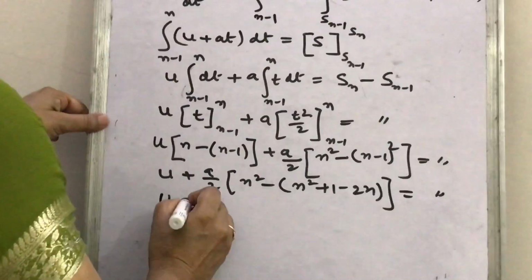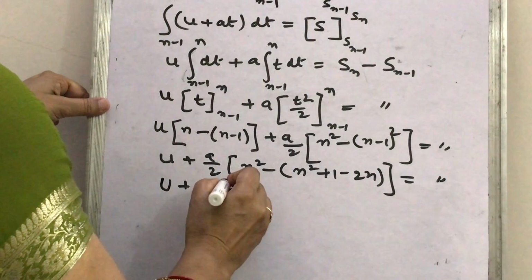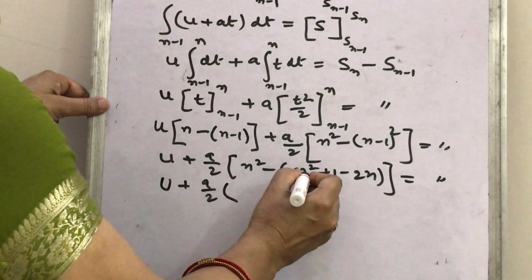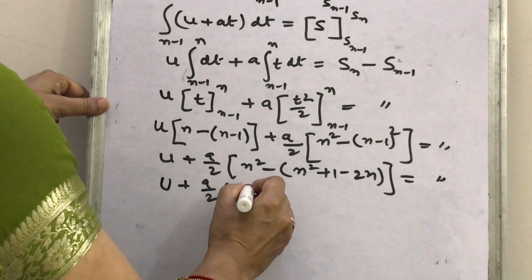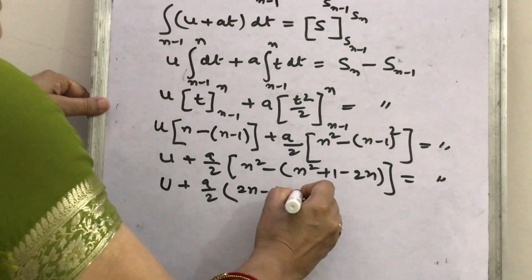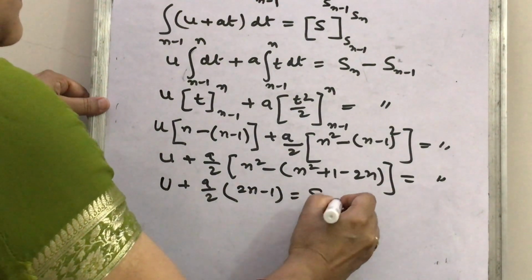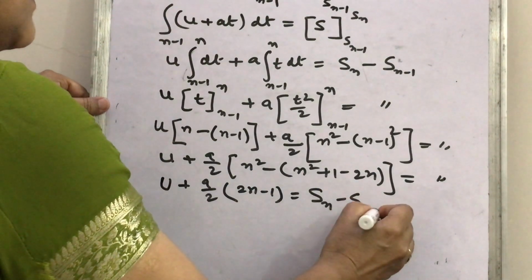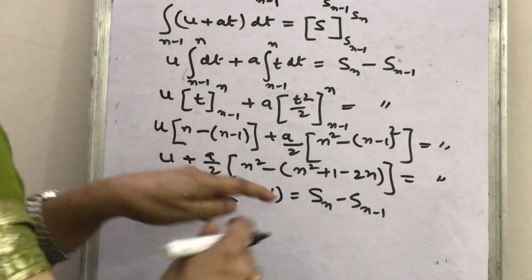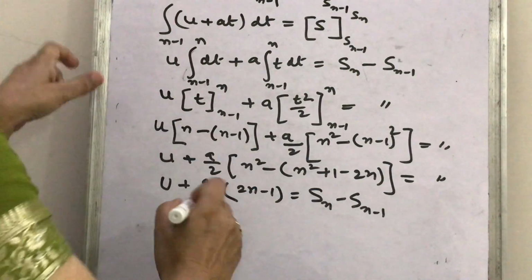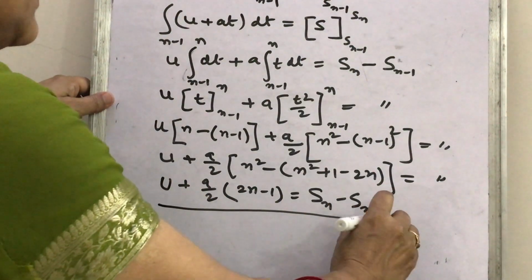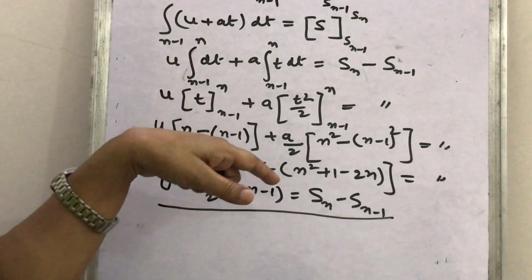So u plus a by 2 within bracket, this n square will be cancelled, and this will become plus. So you will write 2n minus 1, and this is the distance covered in the nth second, that is, the distance covered in n seconds minus the distance covered in n minus 1 seconds. So this is the equation which is used in various numericals.